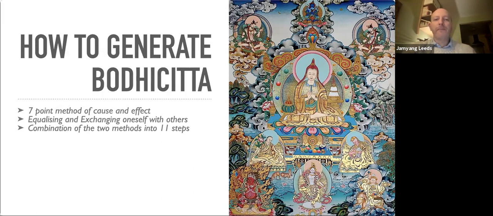How you do that then is just like in the other scopes, where the Buddha was giving his methods to generate this aspiration. Here, there's a few methods. There are two methods that we have on this planet. The seven-point method of cause and effect is one. Equalizing and exchanging oneself with others is another one. And then you can also combine the two, which the Tibetans did, into eleven steps, or sometimes slightly more steps, depending on how you list it.